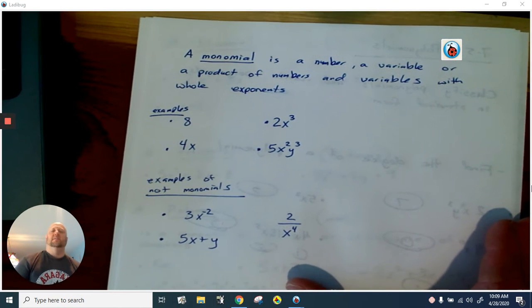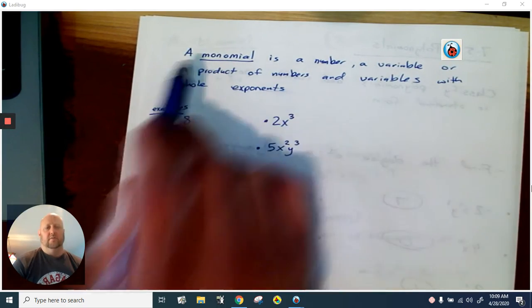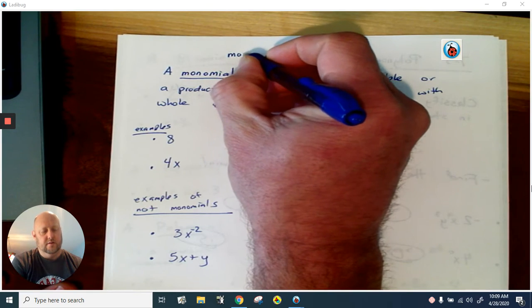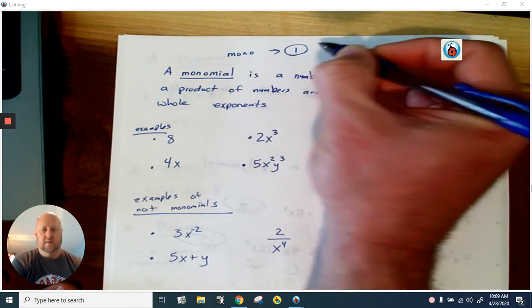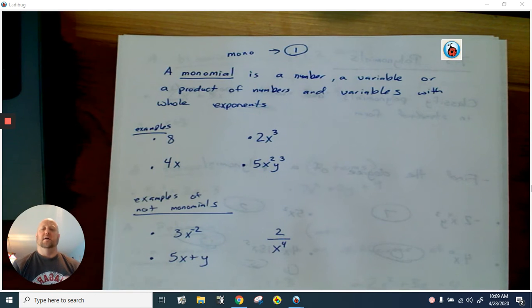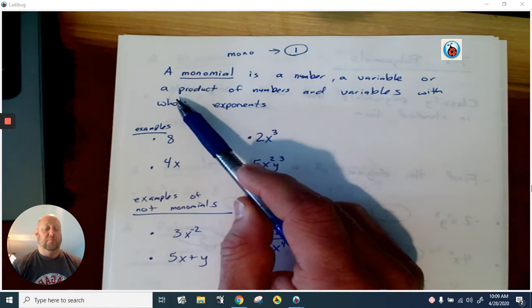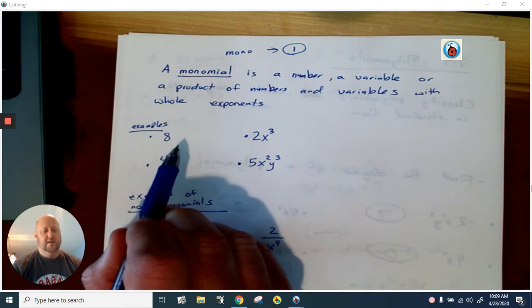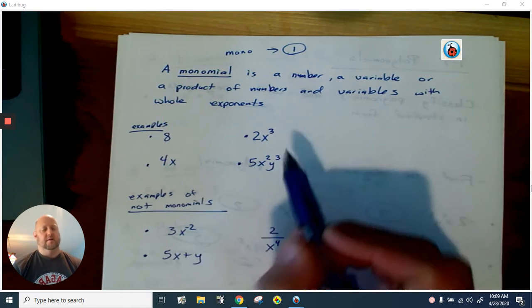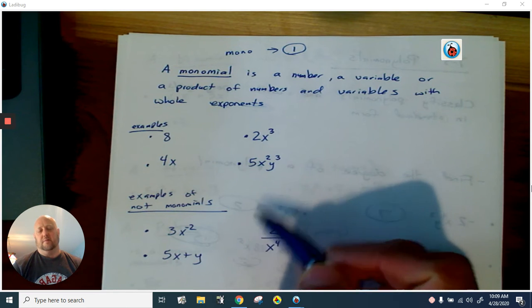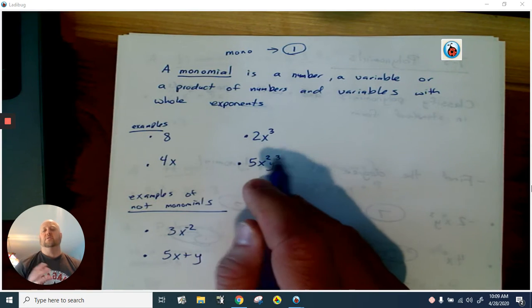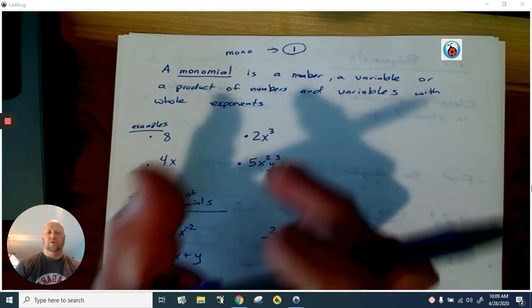The most basic type is what we call a monomial. Now a monomial, the prefix mono means 1, right? So it basically has one term. The formal definition is a number or a variable or a product of numbers and variables with a whole exponent. So here are some examples. 8 would be a monomial. 4x would be a monomial. 2x to the third would be a monomial. 5x squared minus y to the third. These are all examples of monomials because it's basically one term.